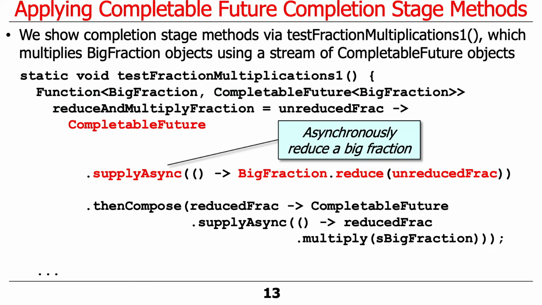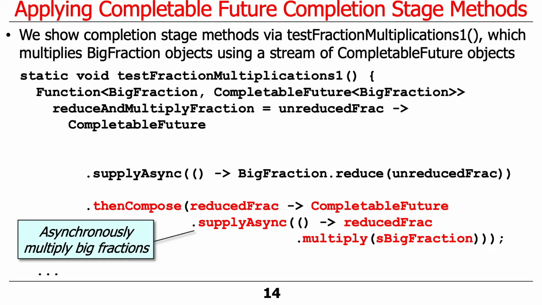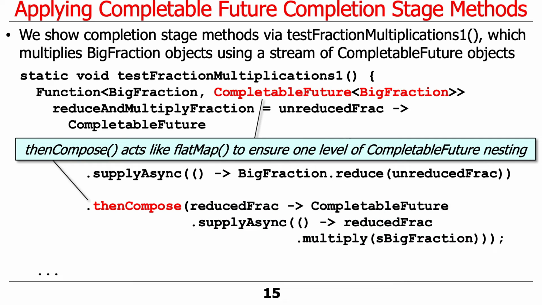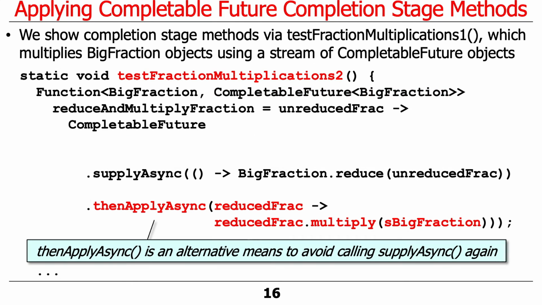Here's how it works. We use supplyAsync to take the unreduced fraction and reduce it, so that'll run off in the background. And then we use thenCompose to asynchronously multiply that reduced big fraction. You can see here that we use thenCompose, similar to flatMap, to make sure that we get a completable future as opposed to a completable future to a completable future.